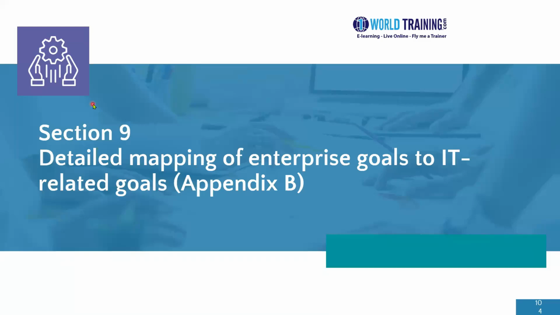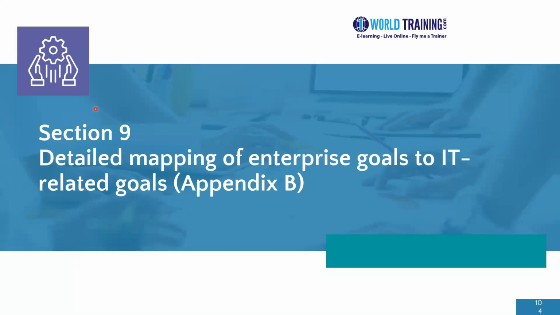Welcome back. We are now in section 9, the detailed mapping of enterprise goals to IT-related goals. This has been taken from one of the appendices in the COBIT 5 main guide. You might recollect the goals cascade as part of principle number 1, meeting stakeholder needs. The goals cascade at the top begins with the stakeholder needs to be identified, which is done based on the influences which create those stakeholder needs.